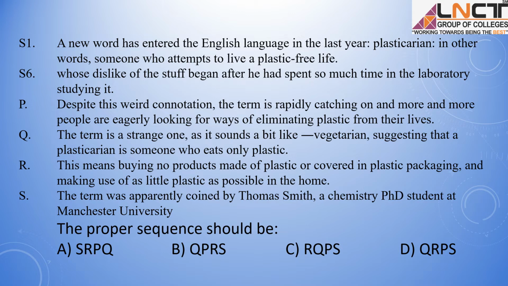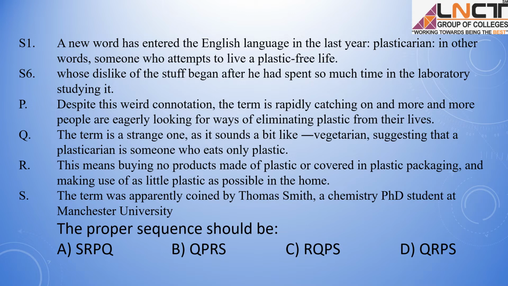And if you look at sentence number 6 carefully, the first two words, whose dislike of the stuff, it's the beginning of a relative clause or an adjective clause, so to say. So you need a noun before this, you need a name. Let's see what the options say. So the first option is, despite this weird connotation, the term is rapidly catching on and more people are, okay, it cannot be the first sentence because despite means that it has to contradict something. So this cannot be the thing.